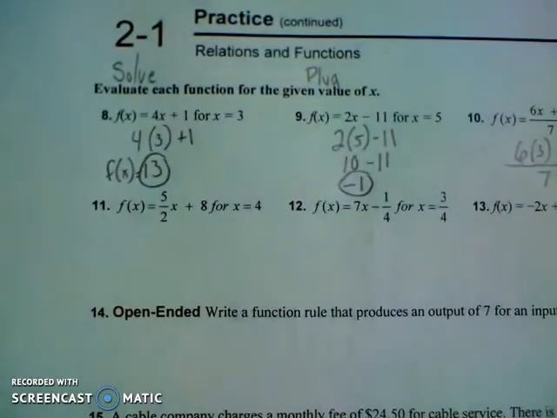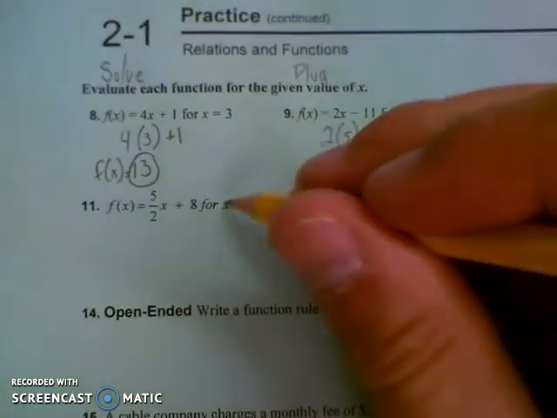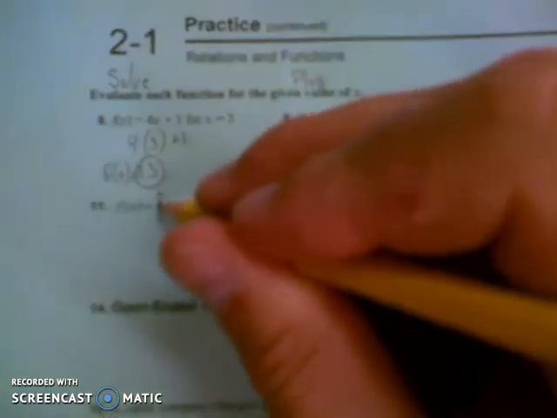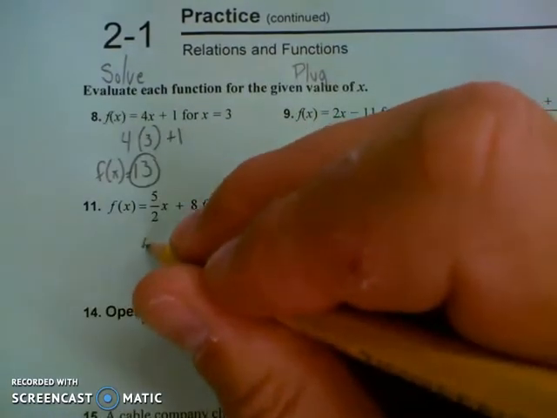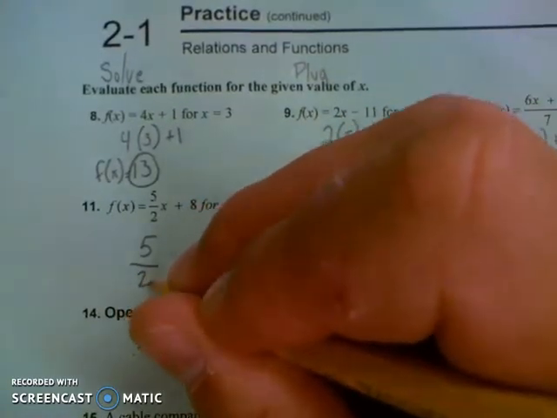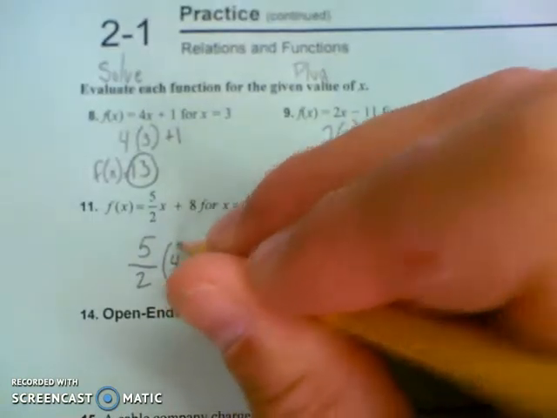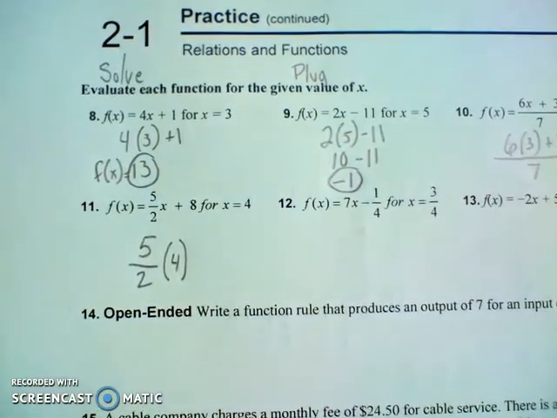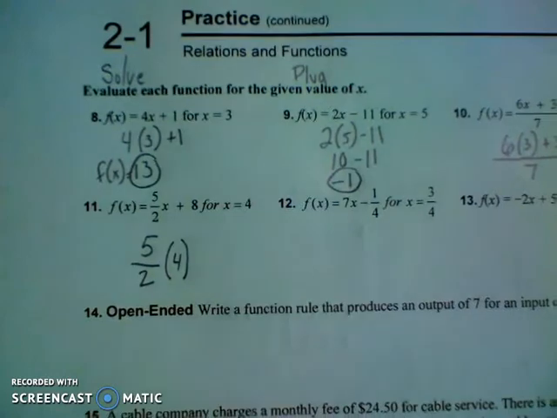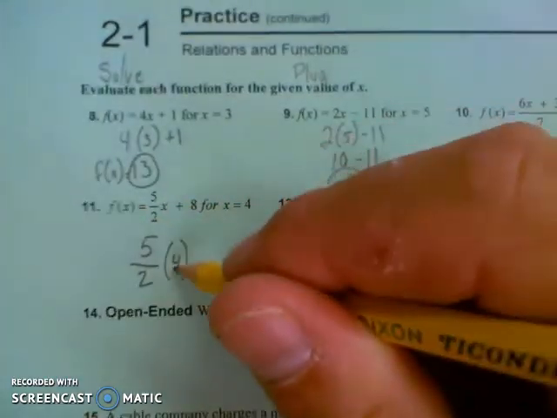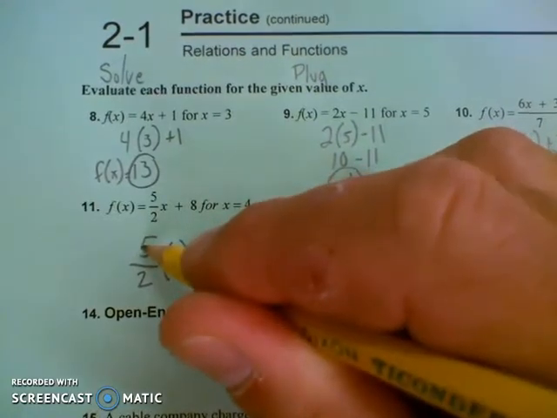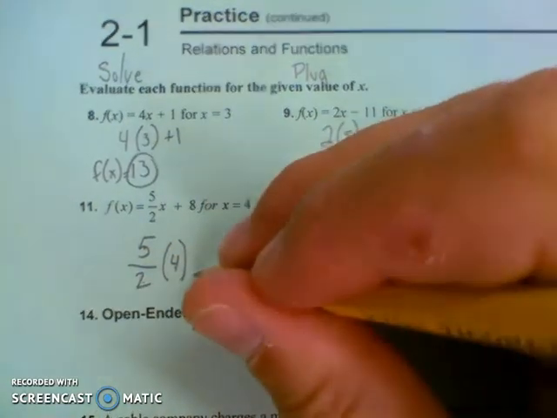Number 11. X is 4. So you have 5 over 2 times 4. So you can rewrite this, I'm going to put this in parentheses to make it look a little nicer, times 4. So a couple ways you can do this. I would do it by 4 times 5 is 20. 20 divided by 2 is 10.